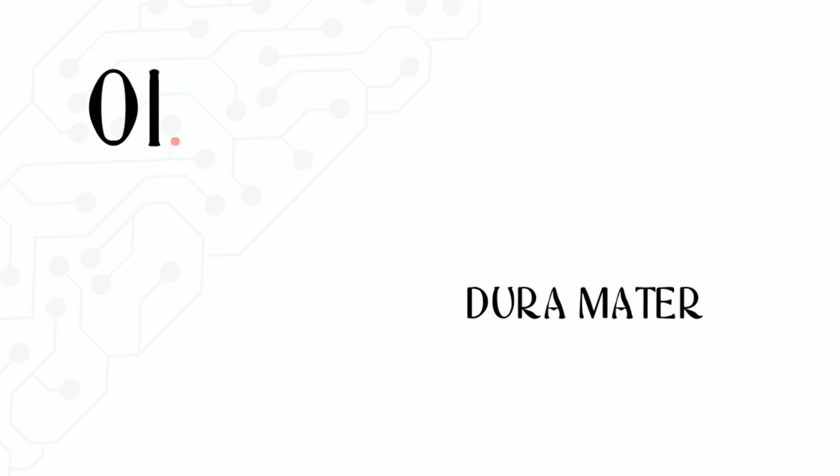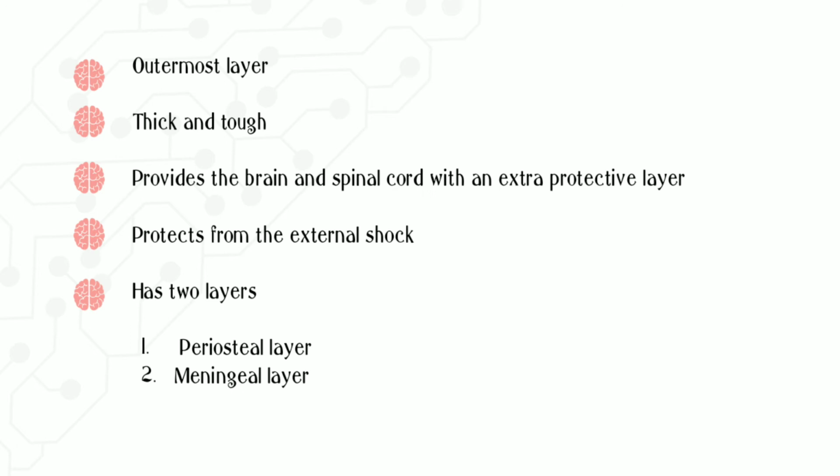So moving in detail to each meningeal layer, the first one was the dura mater, which is also known as hard mother. It is the outermost layer, which is thick and tough, and provides the brain and spinal cord with an extra protective layer, protecting them from external shock. And it has two layers, that is the periosteal layer and the meningeal layer.